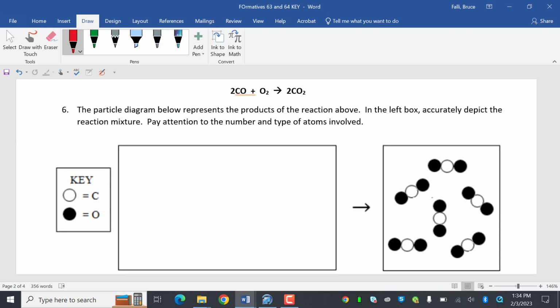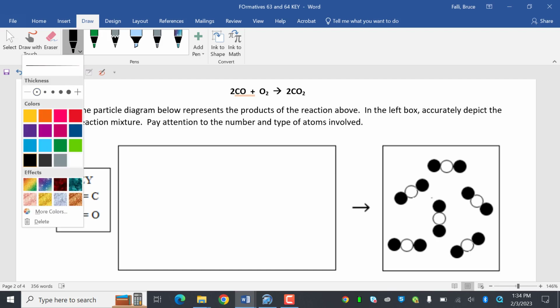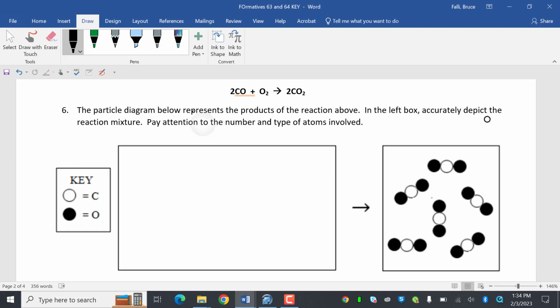All right, the particle diagram below represents the products of the reaction above. In the left box, accurately depict the reaction mixture. Pay attention to the number and type of atoms involved. So I'm just doing the same thing but backwards, and really it's the same thing. So I need to make CO. CO, I'm going to go back to black. CO is going to be black, like that. Okay, so I've got to have CO, and then we have O2, which is going to be black and black. So those are the only ones I'm going to have in there, right?